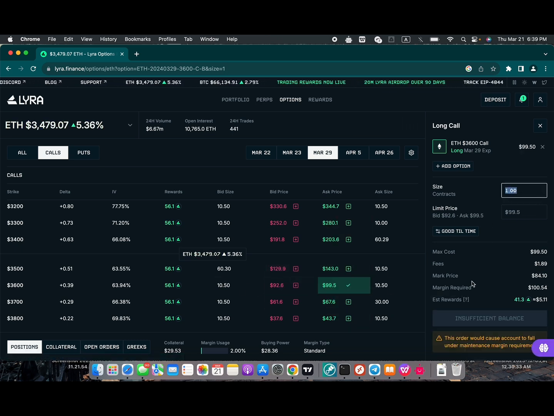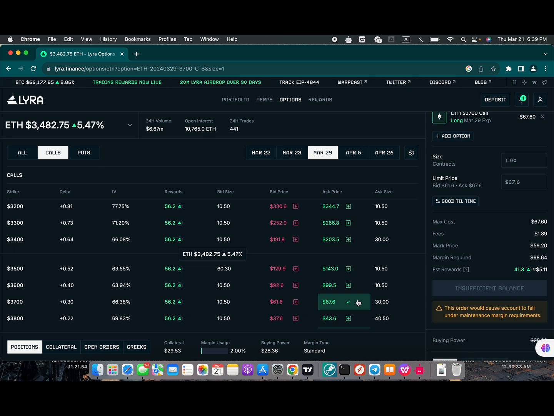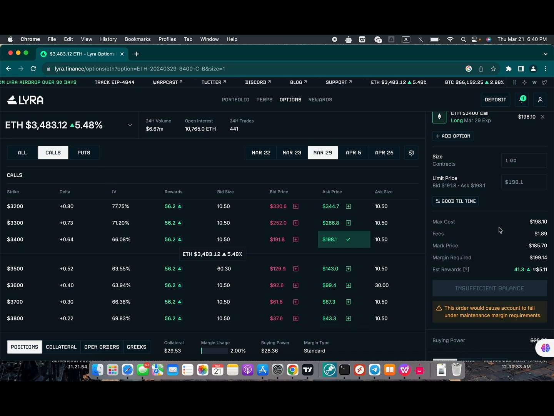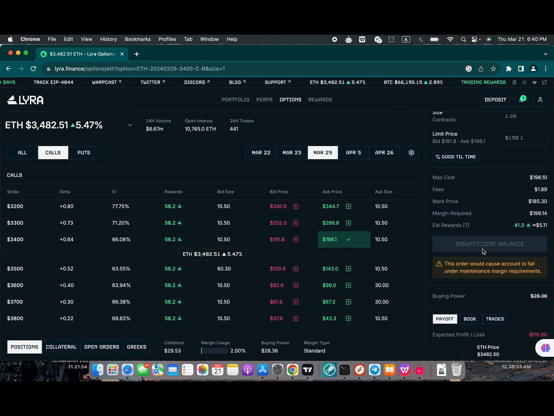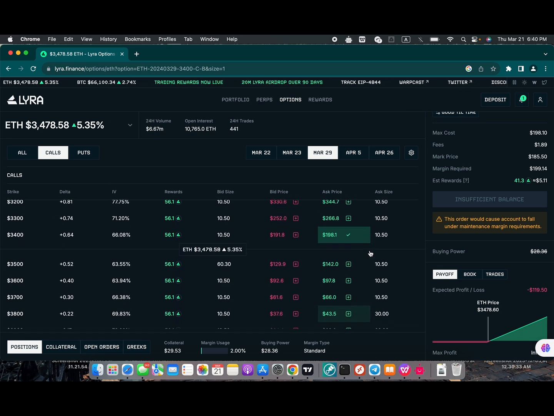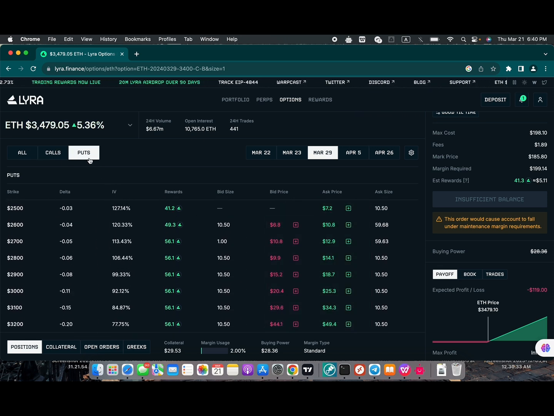And we click on this. The order will cause the account to fall under the maintenance margin requirement. So we can choose another one, or another one. It all depends, basically. Okay, basically the profit and loss will be so great that the account will fall under maintenance. So let's check puts.